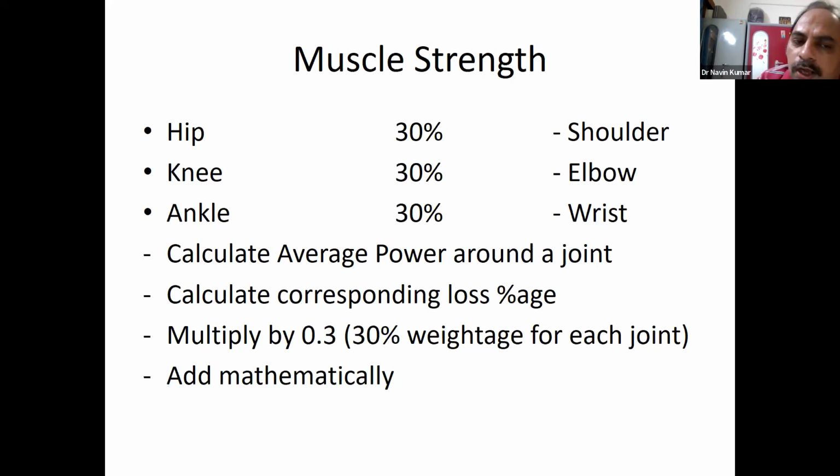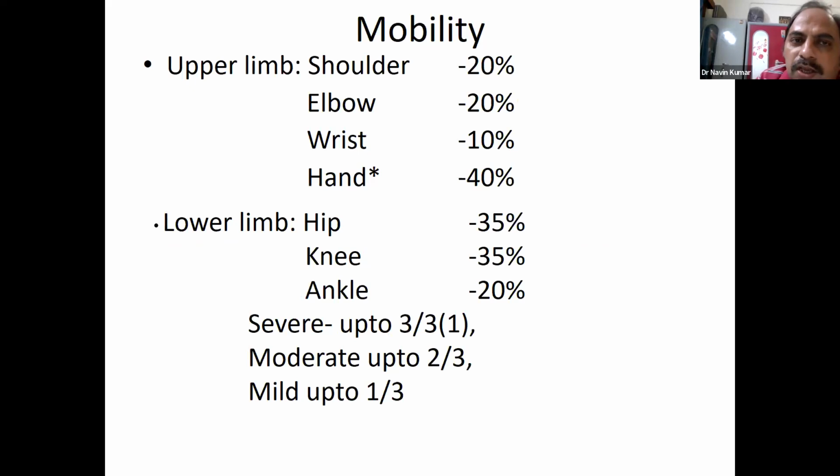So how to go about it? There are 4 steps. First, calculate average power around a joint. Then calculate the corresponding loss percentage, multiply it by 0.3 because 30% weightage is for each joint, and then add them mathematically for each joint. You will arrive at a percentage which is out of 90 from the point of view of strength. Then the next step is mobility. In upper limb, shoulder, elbow, wrist, and hand. Hand is a new addition. Previously, hand was not there in mobility, but now hand is a new addition. So shoulder is only 20, elbow is 20, and wrist is 10.